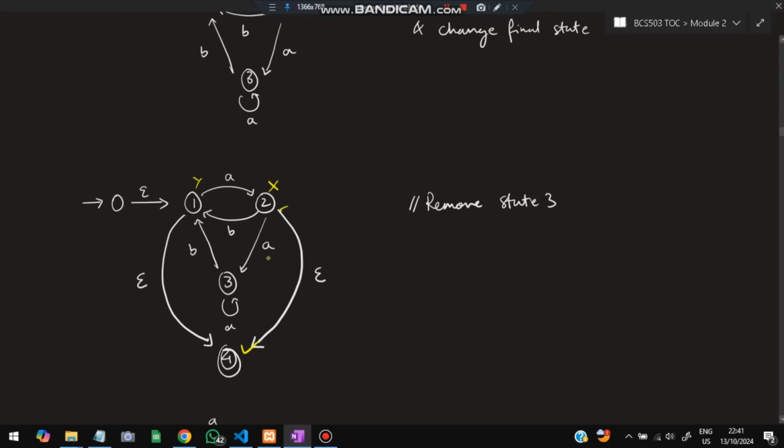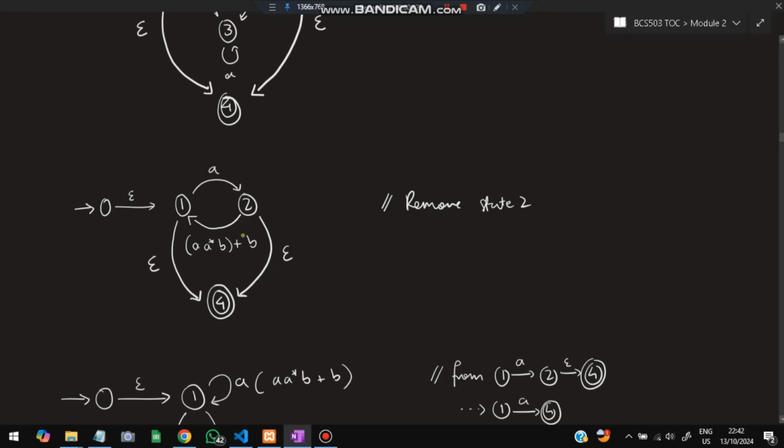After you have done that, start removing the states. Let's consider 3. Observe carefully here. I am going through B here and I am coming through A. After that, if I want to remove 3, here A is repeated n number of times, so it will become A star, and I am coming through A star, then going through B. So it will be A star B. This is what I'll be getting here, A star B, and here another B is present.